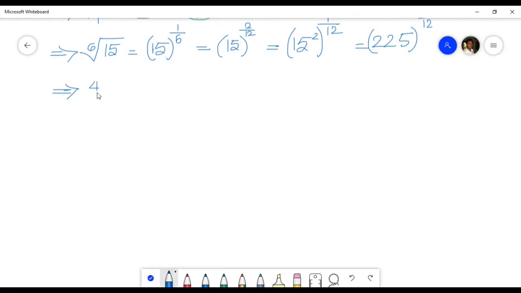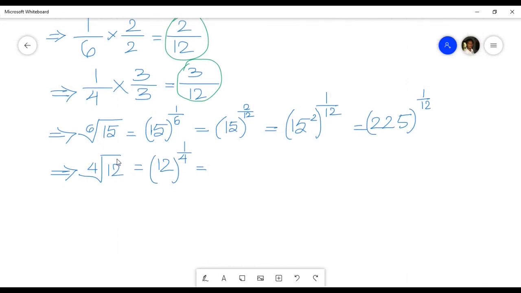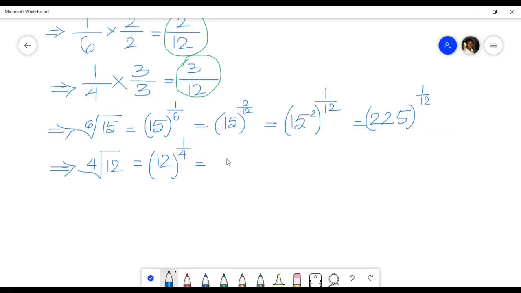So I'll be writing 4th root 12, which is equal to, remember how we converted radical to fractional exponent? 1 by 4, right? The index is the denominator. 12 to the power 1 by 4. Now we found the value of 1 by 4 previously. 1 by 4 is equal to 3 by 12. So we'll just replace 1 by 4 with 3 by 12. So we'll write it as 12 exponent 3 by 12.